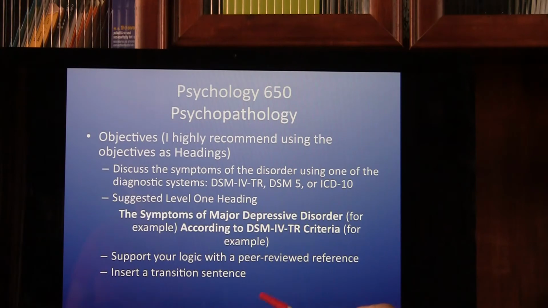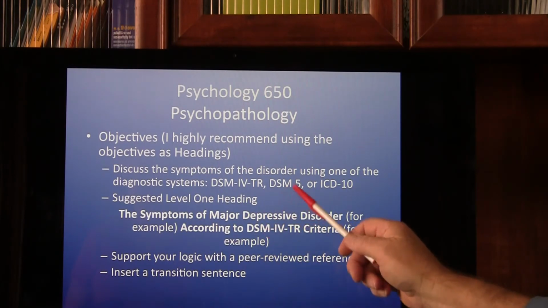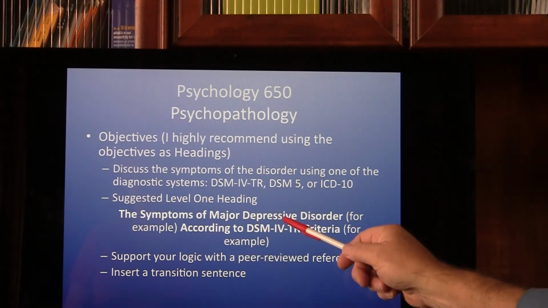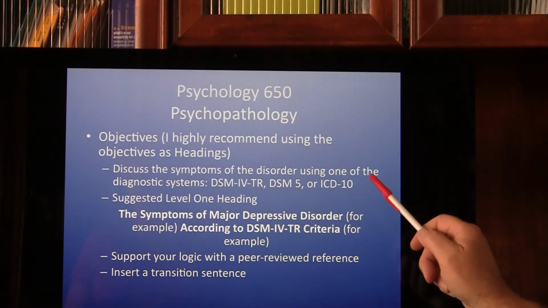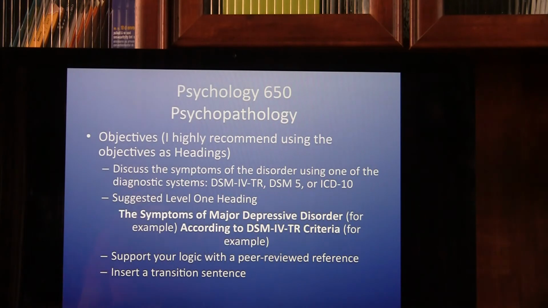So as a review, level 1 headings are centered on the page, double-spaced, bold, and a combination of upper and lower case letters without the use of a period. Then support your logic with a peer-reviewed reference. And with all papers, anytime you go from one objective to the next, make sure that you insert a transition sentence that lets the reader basically know, hey, now that we've taken a look at major depression disorder, let's now move on to, and that just helps them follow the logic of your presentation.